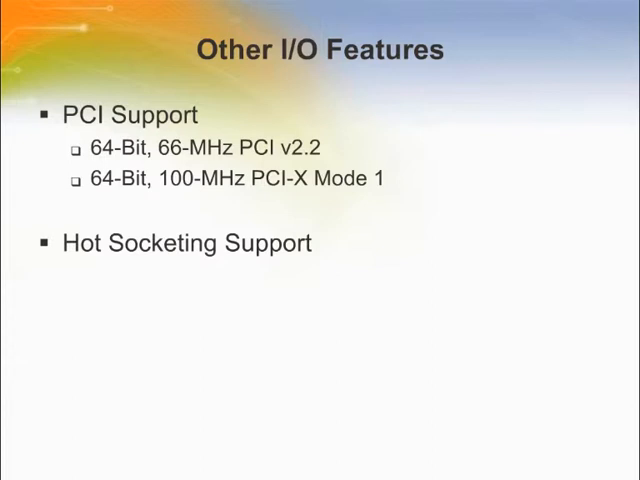The hot socketing feature lessens the board design difficulty when using Cyclone II devices on printed circuit boards that also contain a mixture of 3.3, 2.5, 1.8, and 1.5 volt devices. With the Cyclone II hot socketing feature, you no longer need to ensure a proper power-up sequence for each device on the board.